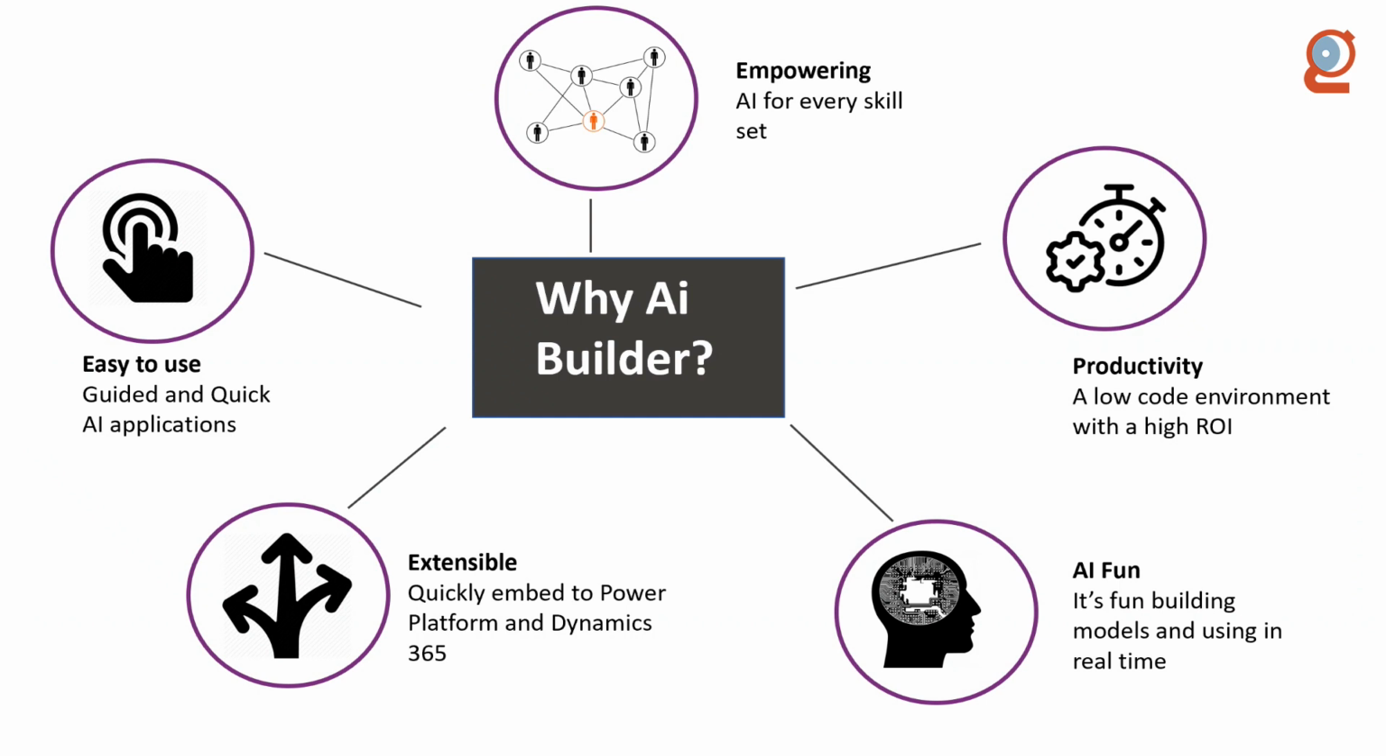So for instance, you want to build an AI model to be able to recognize all the images, all the items that you have within your place. Just imagine building a cool AI that can do that. Next, it's extensible, meaning that you can quickly embed them into the Power Platform and Dynamics 365.